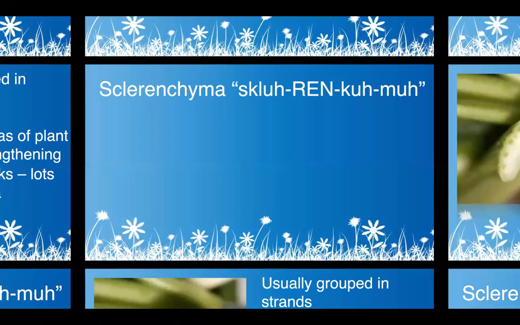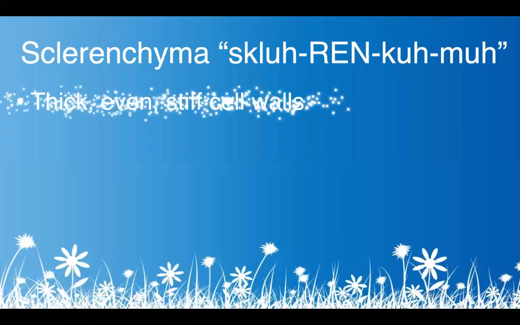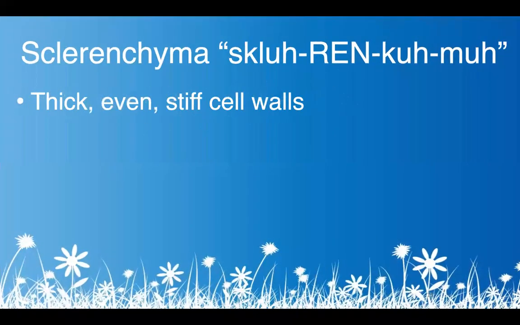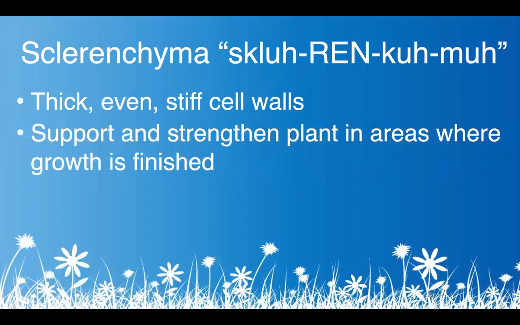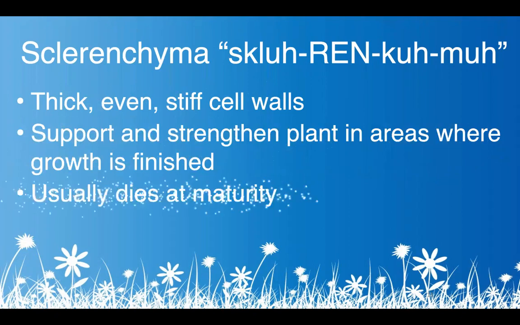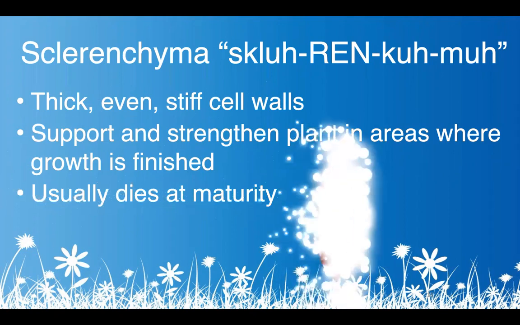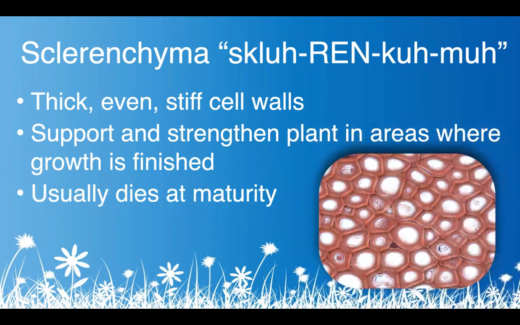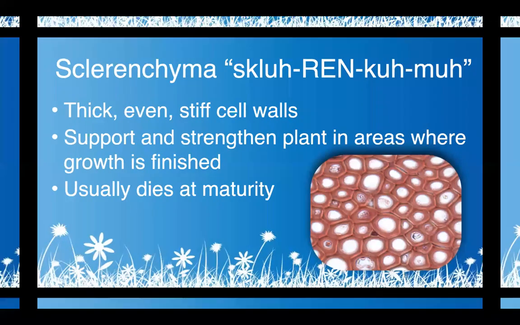And the last type of specialized cell is sclerenchyma. These have the thickest and stiffest cell walls. They are going to provide the most support, and they are specifically in parts of the plant where growth is finished. These cells are usually dead at maturity. So you can see here how thick the cell wall is going to provide lots and lots of support.